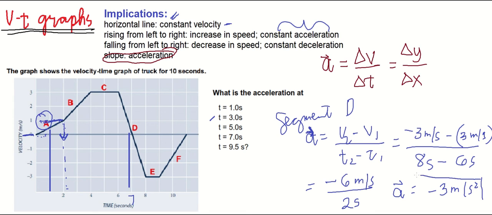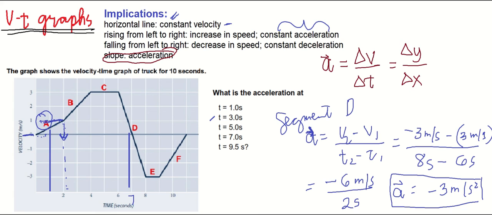This is also consistent to the fact that if we have a falling graph or a falling line from left to right, it indicates a decrease in speed. We have a constant deceleration, or also known as the negative acceleration. That's why for the value here, we have a negative value of acceleration, which is negative 3 meter per second squared. I hope you can see that we are already confirming the trends that we established earlier regarding acceleration and it being the slope of a VT graph.